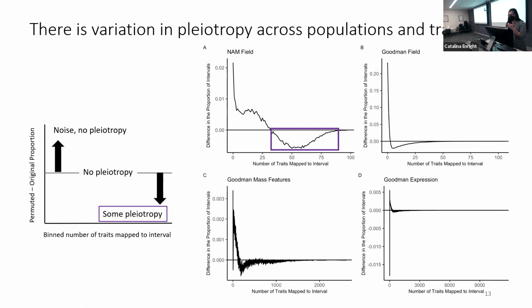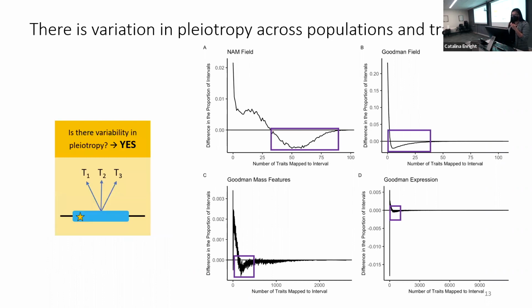Looking across populations and different trait types, these distributions change wildly. For the Goodman field traits, in the top right-hand side, there's significantly less pleiotropy, but there's still some for a very small number of intervals and traits. And for the Goodman metabolites and expression, there's very, very little pleiotropy whatsoever, on the fraction of a percentage of intervals genome-wide that show this trend.